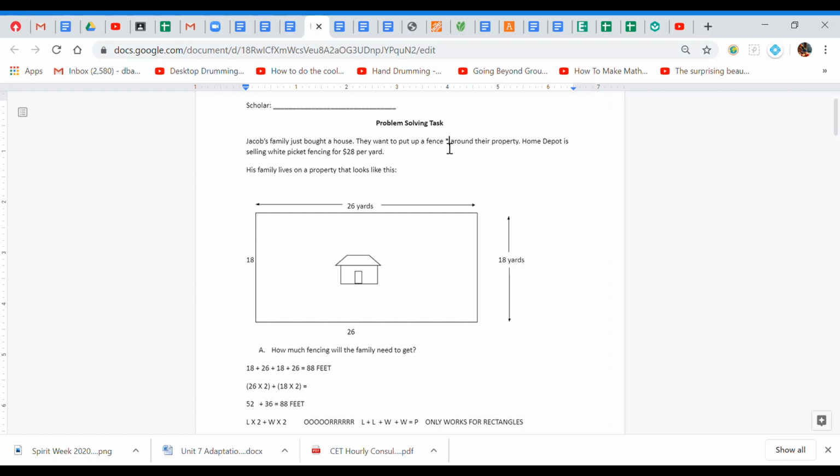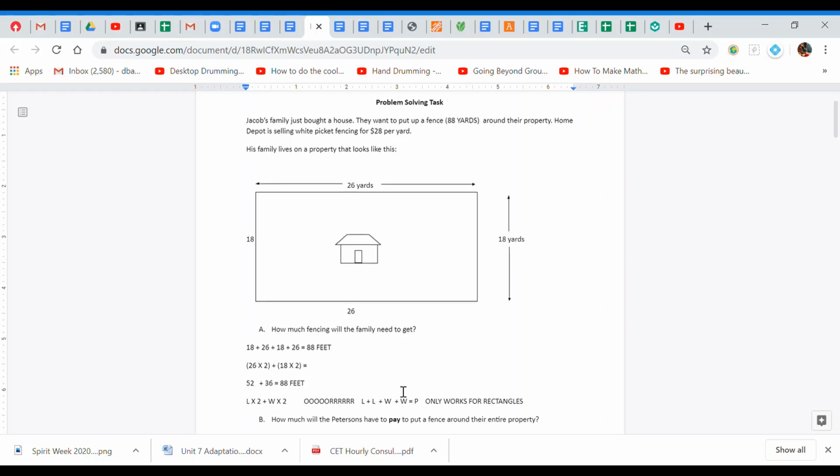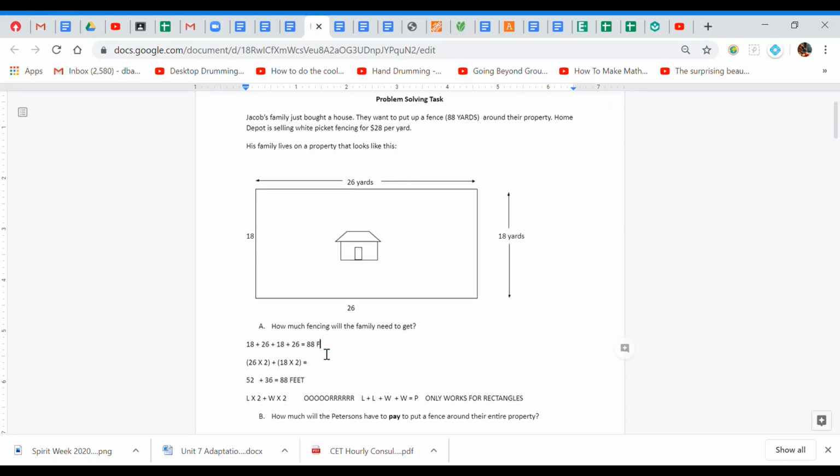Around their property. Home Depot is selling white picket fence for $28 per yard. Oops, oh my gosh. Mr. B, what have you done? You did the wrong unit in there. 88 yards. Wow, amateur mistake. It's getting late, that's why I shouldn't have done this. So it's 88 yards, I should change that down here too. Reading the question a second time is always a good thing to do. I would refilm this, but that was such a good lesson. Read it carefully, friends. 88 yards, $28 per yard.